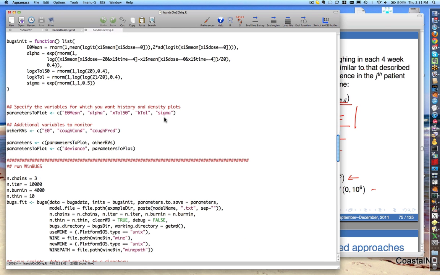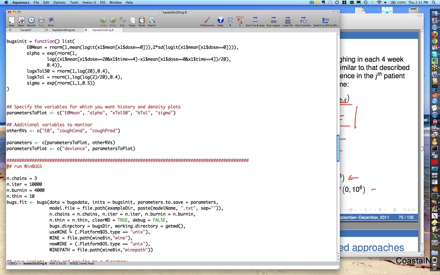Deciding what values we want to save. Well, I certainly want to save the core parameters, which will be the mean baseline, alpha, xtol 50, ktol, and sigma. I also wanted to capture the individual specific baselines as well as the posterior predictions. I could also see being interested in calculating the predicted probabilities, which I didn't do here, but that would have been a reasonable thing to consider capturing too.